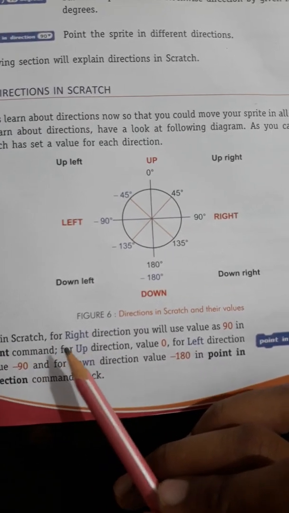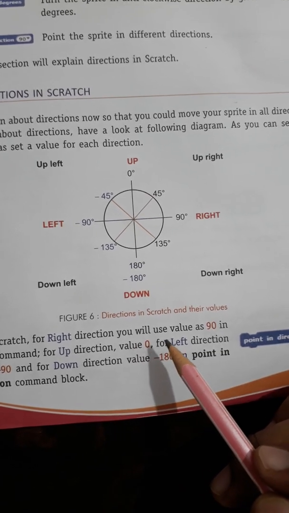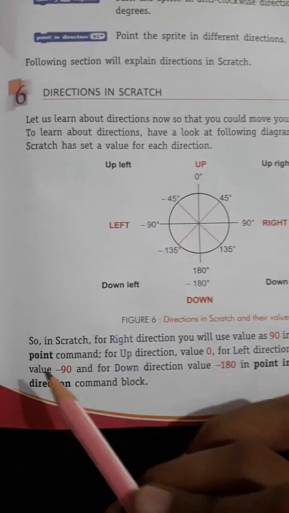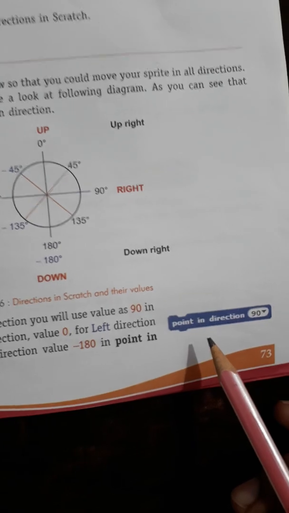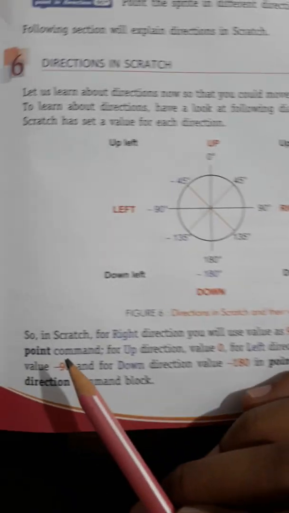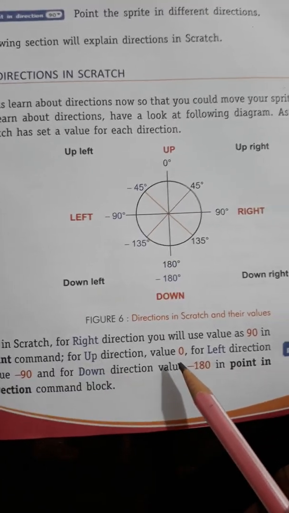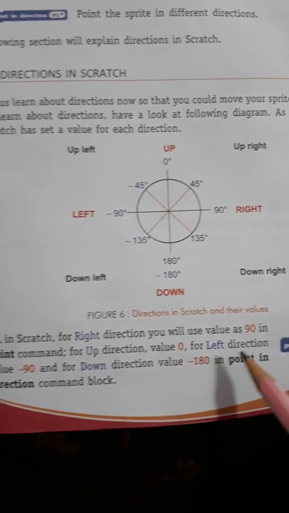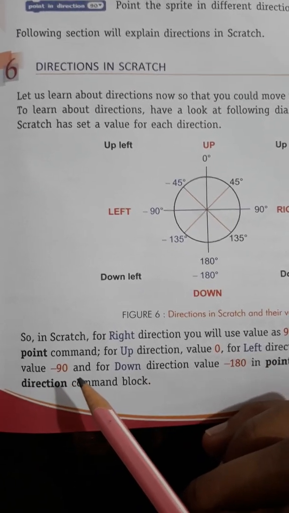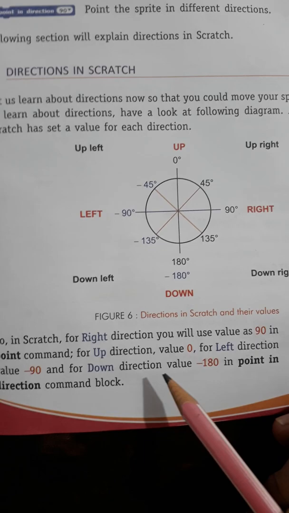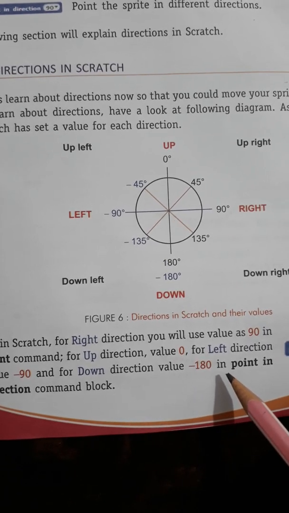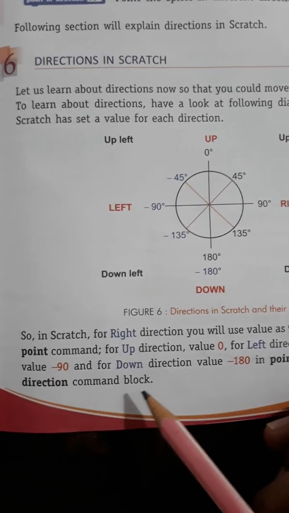So in Scratch, for the right direction you will use the value 90 in the point in direction command. For up direction value 0, for left direction value minus 90 and for down direction value 180 in the point in direction command block.